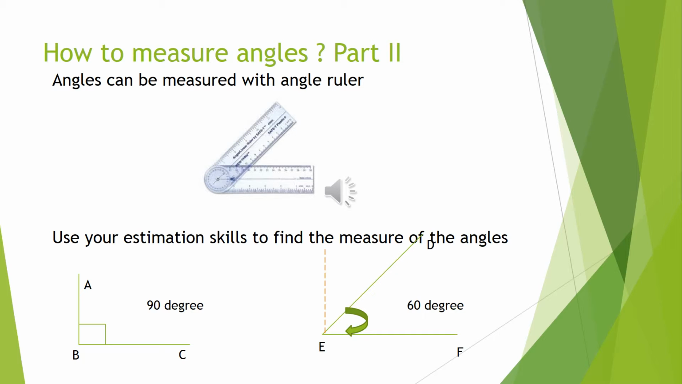Angles can also be measured with your angle ruler or estimation skills. For the angle ruler, you use the same rules you would for a protractor. Estimation is a way to find the approximate measure of an angle. You can use the base angles of 90 degrees, 180 degrees, 270 degrees, and 360 degrees to find your estimate measure of an angle.